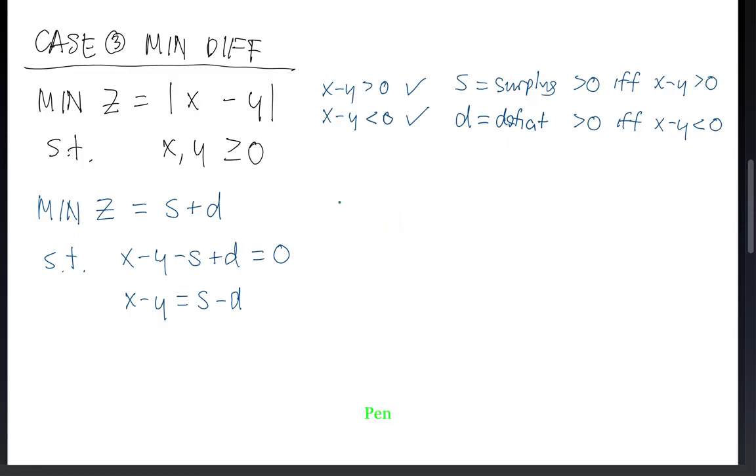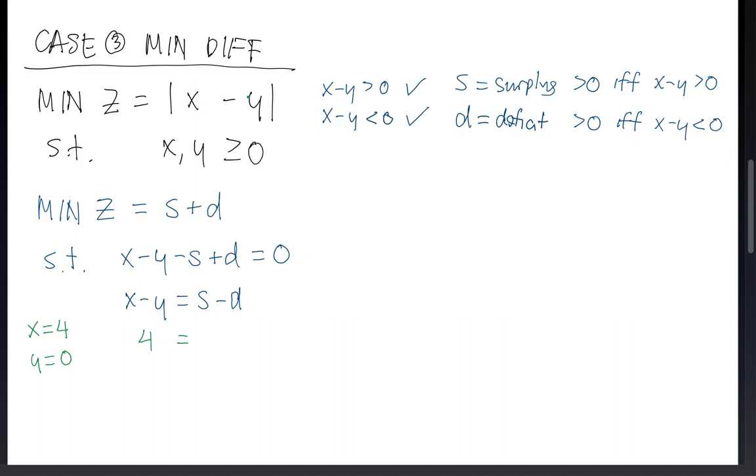Let's say, I don't know where to put it. Let's put it here. X is 4 and y is 0. So what is x minus y? That would be 4. And s minus d should be equal to 4, right? Okay. And what do you expect the absolute value to be? That would just be 4 minus 0. And the absolute value of 4 minus 0 is still 4.